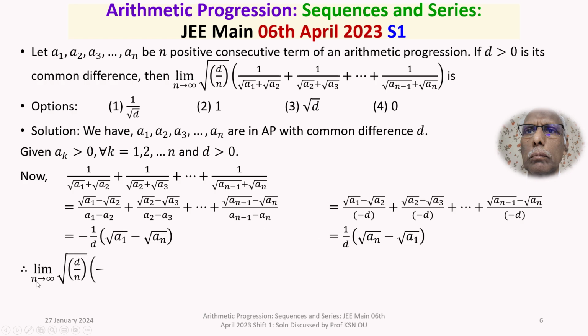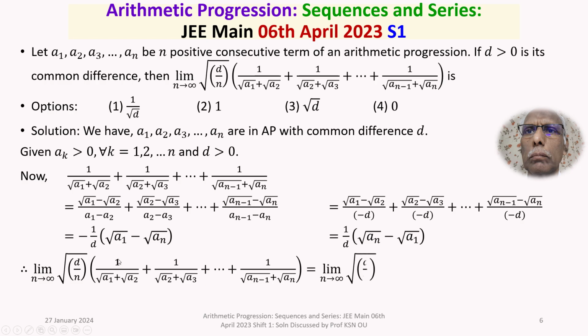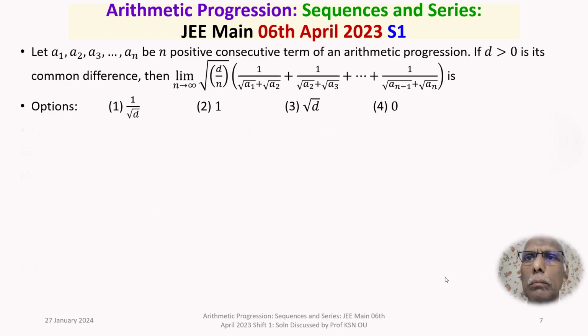Therefore, limit n tends to infinity square root of d by n into the whole expression 1 by root of a1 plus root of a2 plus etc. plus 1 by root of an minus 1 plus root of an is equal to limit n tends to infinity of under the square root of d by n into the above, 1 by d into square root of an minus square root of a1. We continue in the next slide. Right. So that's what we have.